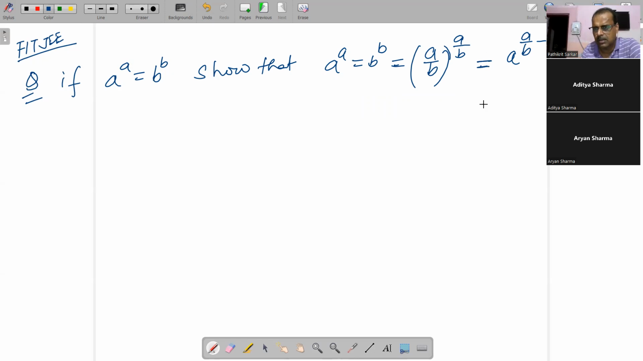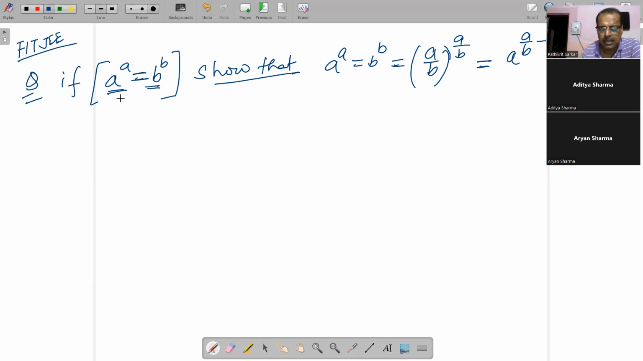इसको कैसे solve करना है? That is, a to the power a is equal to b to the power b. This is given. Now show that a to the power a is equal to b to the power b, and that is equal to (a by b) whole to the power a by b, and that is equal to this. इसको कैसे solve करना है? So first and foremost thing we have to understand over here, this is given. ये दिया हुआ है. तो हमको पहले क्या करना है?